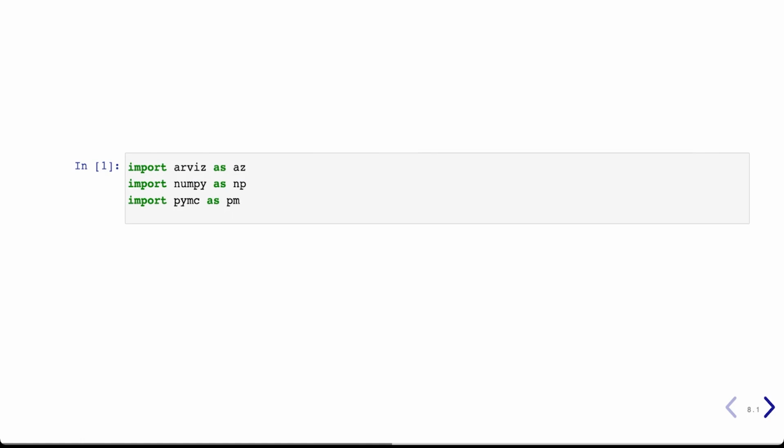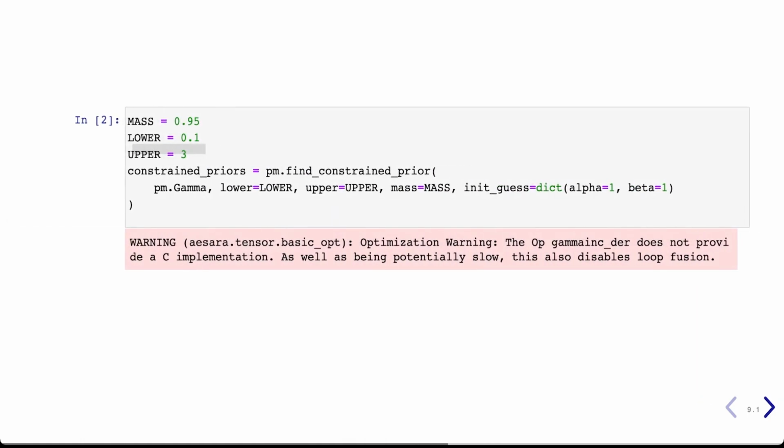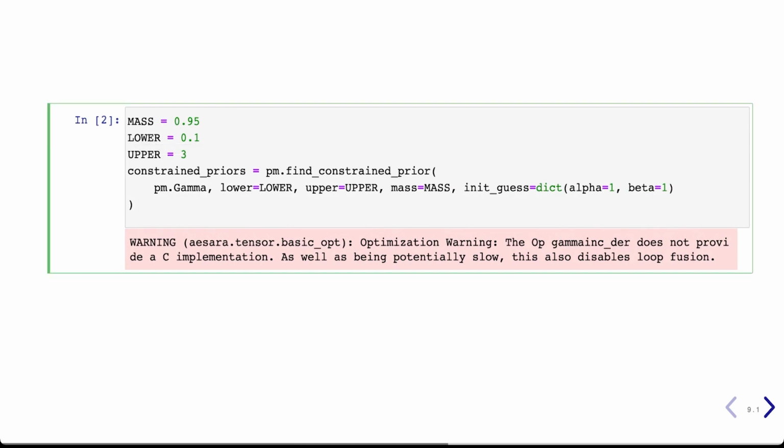Simple, we import our favorite packages, ArviZ, NumPy, PyMC, and then we define our constraint. So here, as you can see, we've got the mass, 95%, so that's the most of its probability mass that I talked about before. Then we have our lower bound, 0.1, our upper bound, 3, and then we just ask find_constraint_prior for the gamma distribution, which answers those constraints. And then we just have to pass an init_guess dictionary to the function.